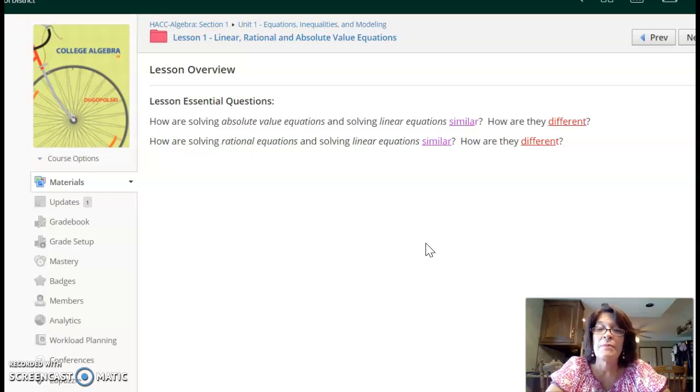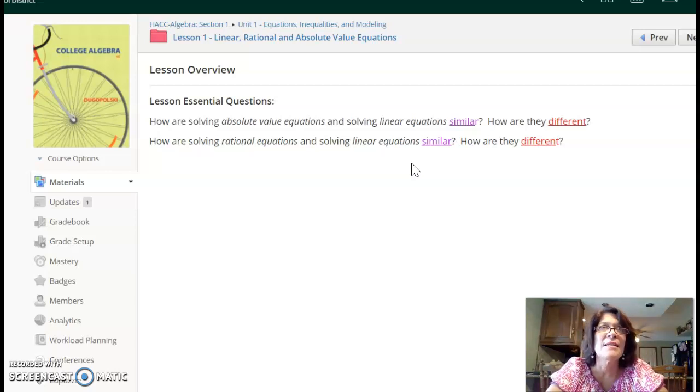I also want you to compare solving rational equations to solving linear equations. How are they similar? How are they different? You can really learn a lot about the procedures to solving an equation if you think about how they relate to more familiar equations. We're all pretty familiar with solving linear equations, but the other equations, absolute value, rational, quadratic, polynomial, trigonometric, we're going to do all those.